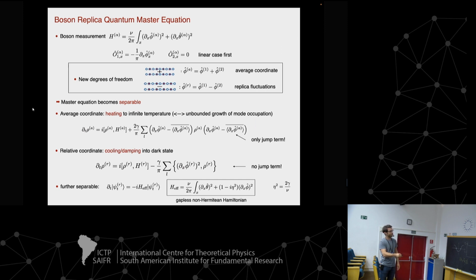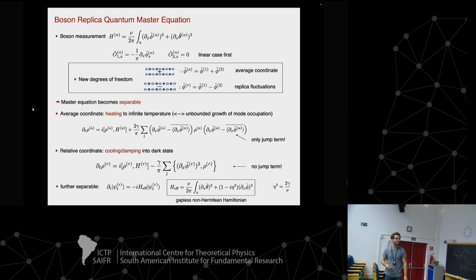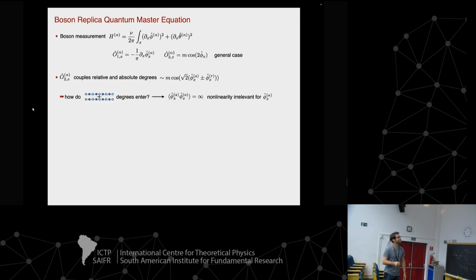And of course, because we are cooling into a single state by this dynamics, we can further separate this evolution into a non-Hermitian Schrödinger equation. And that is the Hamiltonian that governs this non-Hermitian Schrödinger equation in the case that we neglect the nonlinear term that we also produced.